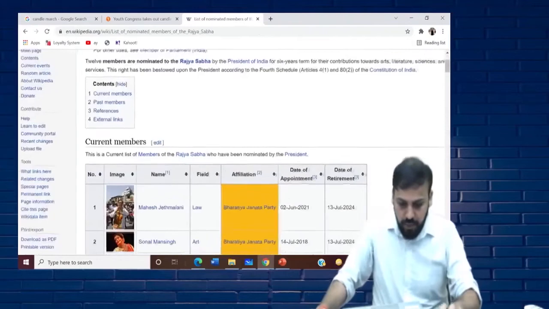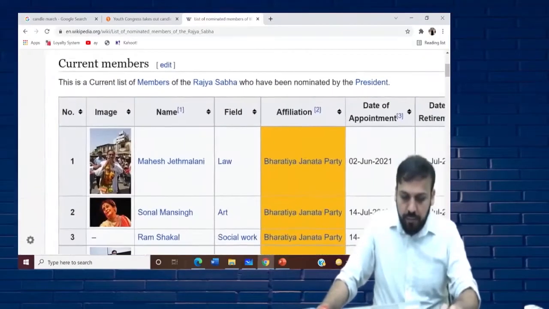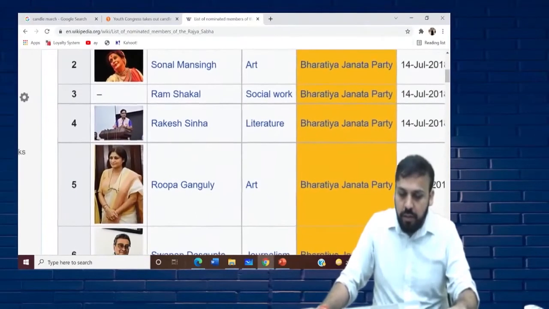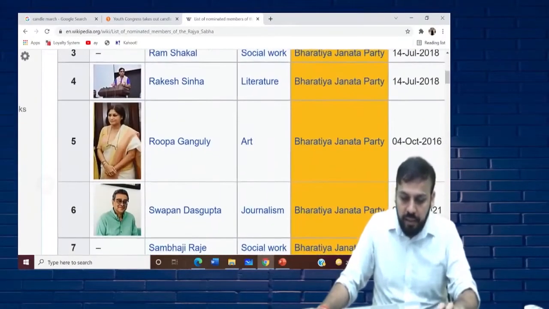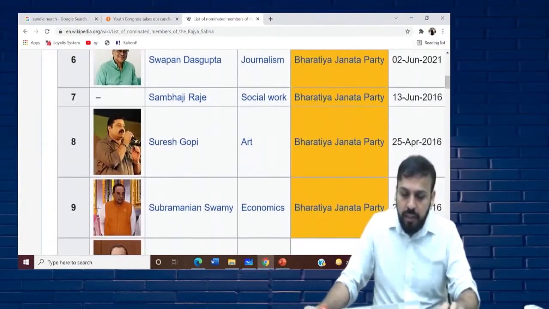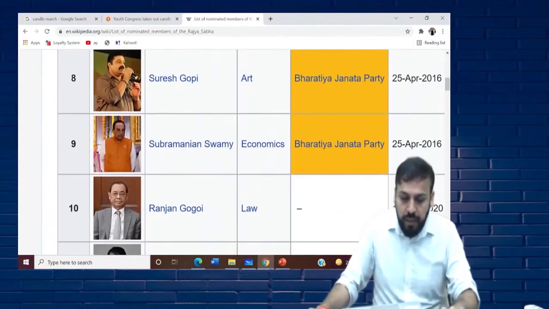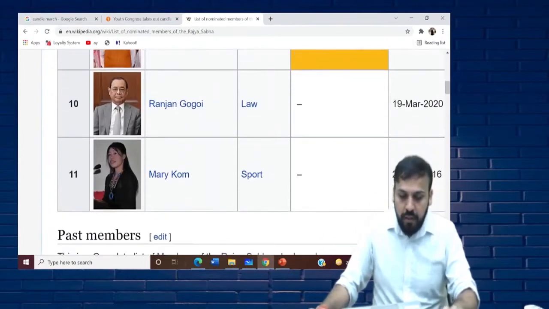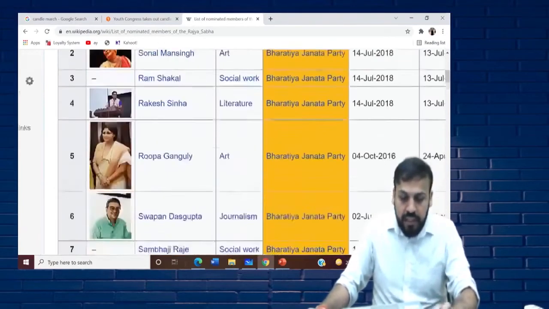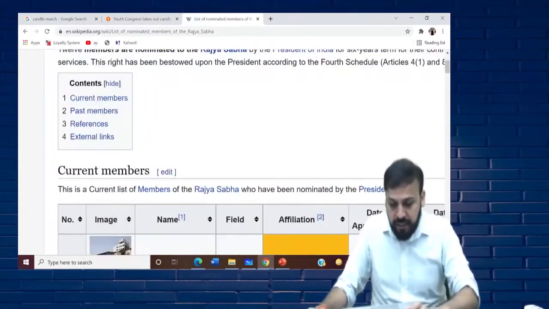See, current members must change. Mahesh Jethmalani based on law, Sonal Mansingh arts, Ram Shakal social worker, Rakesh Sinha literature, Rupa Ganguly art, Swapan Dasgupta journalism, Sambhaji Raje social worker, Suresh Gopi, Subramanian Swamy, Ranjan Gogoi and Mary Kom. Presently there are 11. The President can appoint 12 maximum. So these are the people who are nominated by the President.